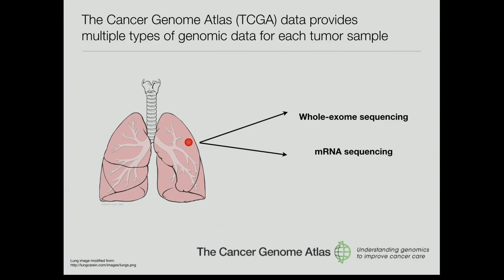So when I started my postdoc, I looked into the Cancer Genome Atlas, which was a great data source because for each tumor sample as a part of the TCGA, we had both whole exome sequencing and matched mRNA sequencing from the same tumor. And so we were able to then look for splicing alterations in the same tumors that had these mutations.